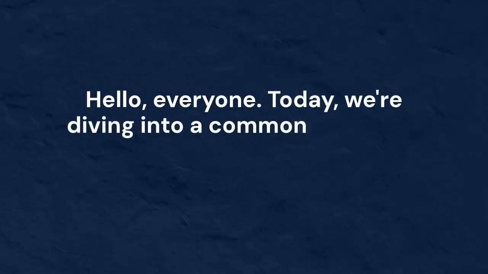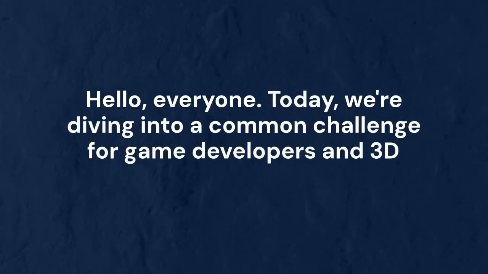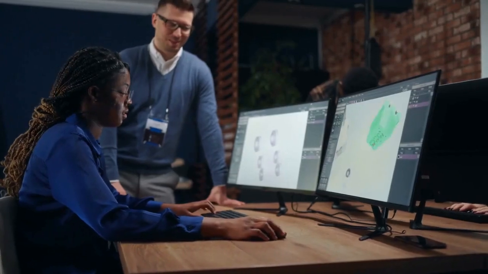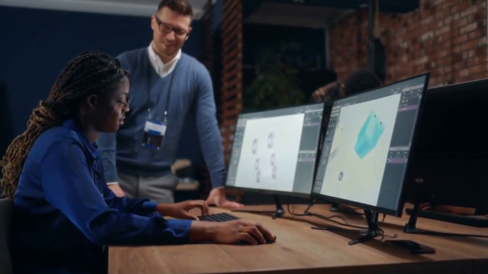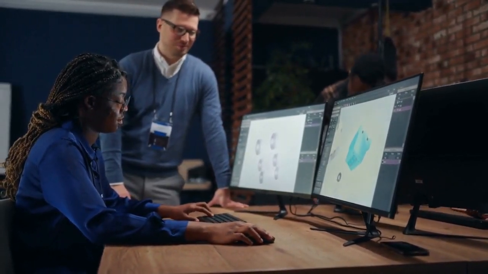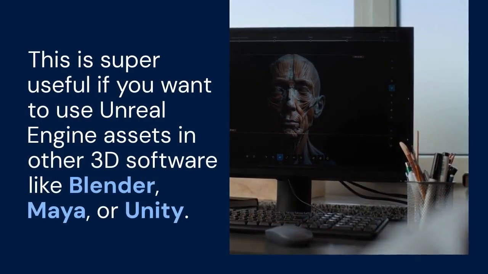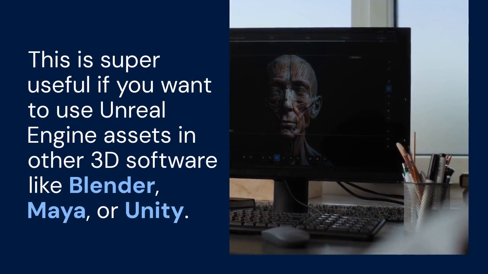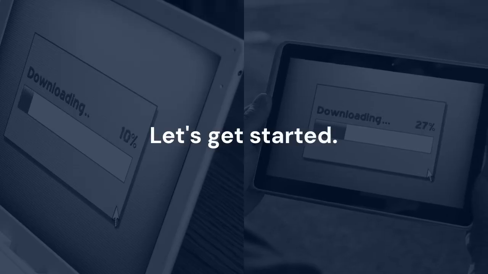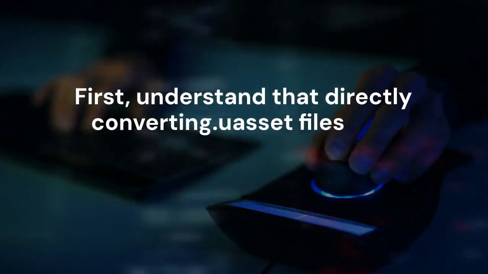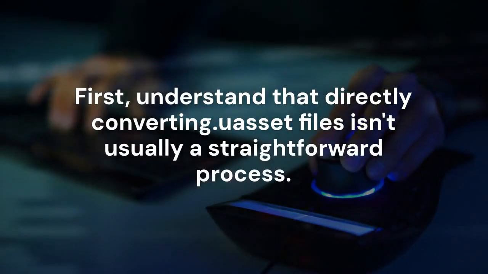Hello everyone! Today, we're diving into a common challenge for game developers and 3D artists. We'll learn how to convert uasset files from Unreal Engine into .fbx format. This is super useful if you want to use Unreal Engine assets in other 3D software, like Blender, Maya, or Unity. Let's get started. First, understand that directly converting uasset files isn't usually a straightforward process.